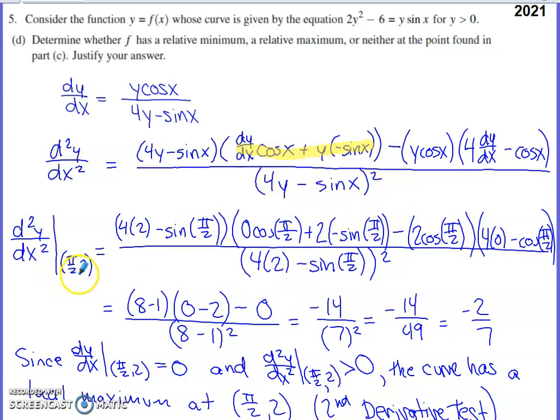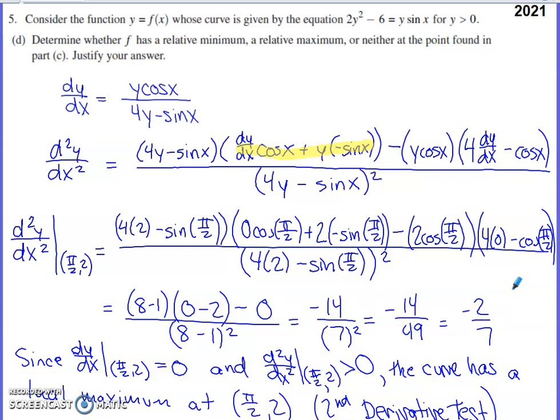Now, when I evaluate this at the point in question, which is the answer from part C, pi by 2 comma 2, I end up with quite a few instances of cosine of pi by 2, which is kind of nice because cosine of pi by 2 is 0, so all of those are going to go away. Now, sine of pi by 2 is 1, so those we don't get quite as lucky with. But if you simplify successfully here, you should end up with a negative value for your second derivative at this ordered pair.